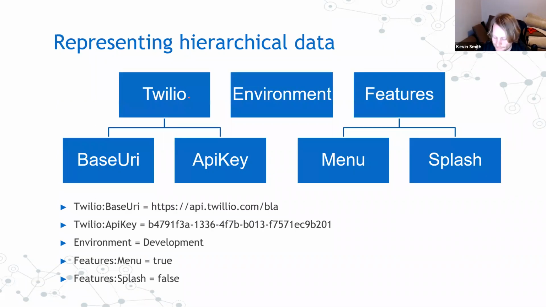We can also represent hierarchical structures. So if we've got two sections we want to represent, like Twilio, with a base URI and API key in it, we can just denote these with a colon in the middle. That means it goes down a tree structure. So we can represent hierarchical data quite easily by just using a key and a value. It's exactly the same concept: we have a key and then some values. So it's all just a single flat structure.